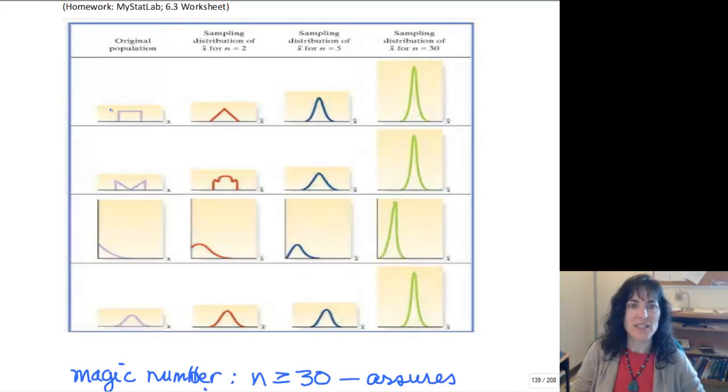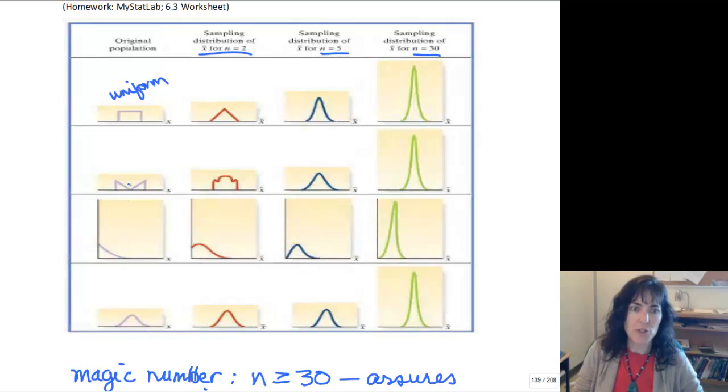Okay, so let's take a look at this. So here's the original population. The shape of the population, this is like the example we started the lesson with. This one is uniform. And what we find is if we have n equals 2, our sampling distribution looks like a triangle. And if we have n equals 5, all of a sudden it looks pretty mound-shaped or normal. And if we go up to n equals 30, remember that's our magic number, then it's a definitely normal distribution and our spread is very small.